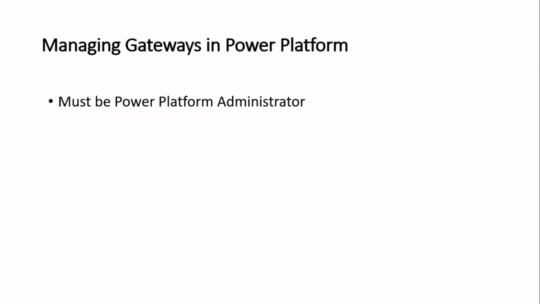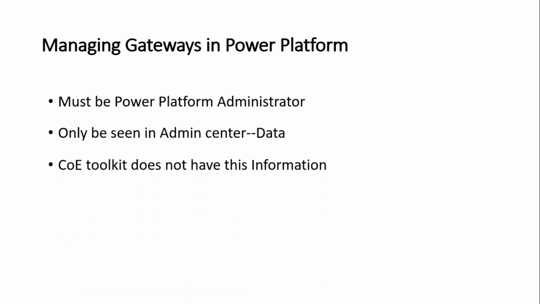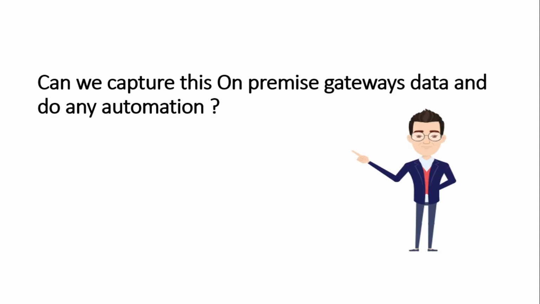However, managing a large number of gateways through the Admin Center can be a tedious process. Additionally, the Center of Excellence (COE) toolkit does not provide information on these gateways. So the question arises, can we automate the governance and maintenance of on-premises gateways? The answer is yes, we can do automation through the Power BI REST API.